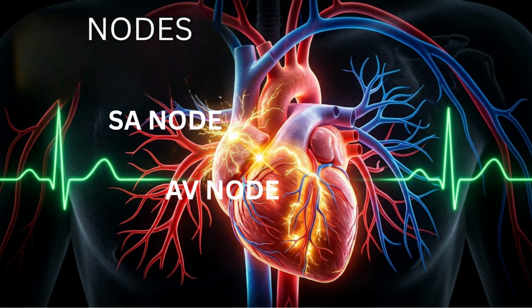There are two very important nodes in the heart. One is the SA node, which is known as the sinoatrial node, and the other one is known as the AV node, which is the atrioventricular node.